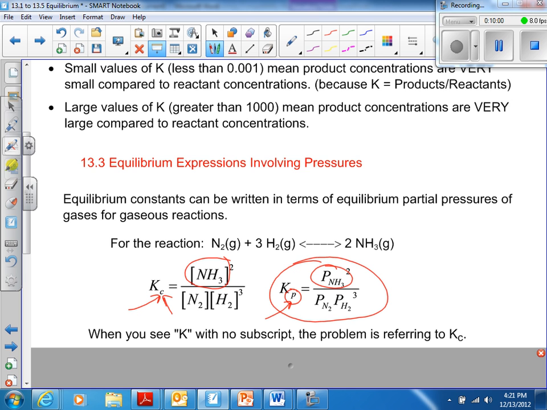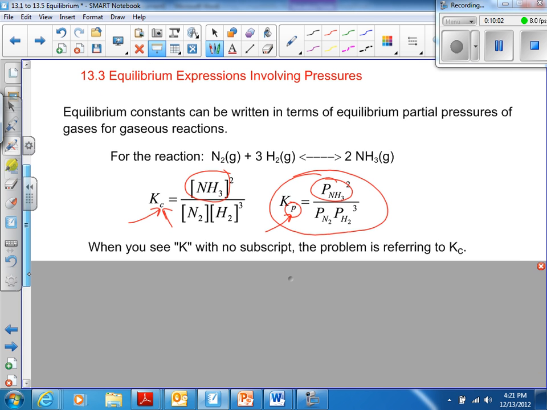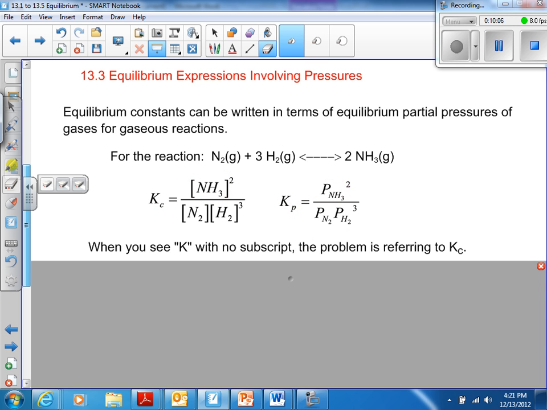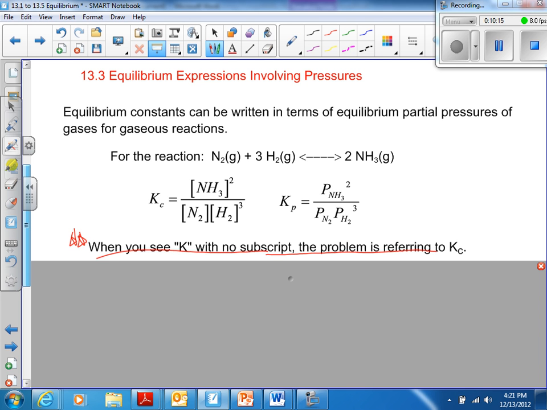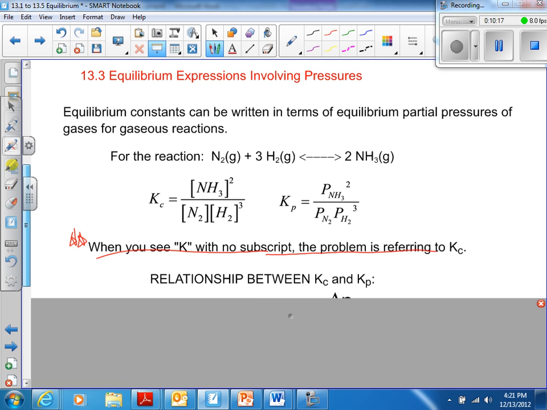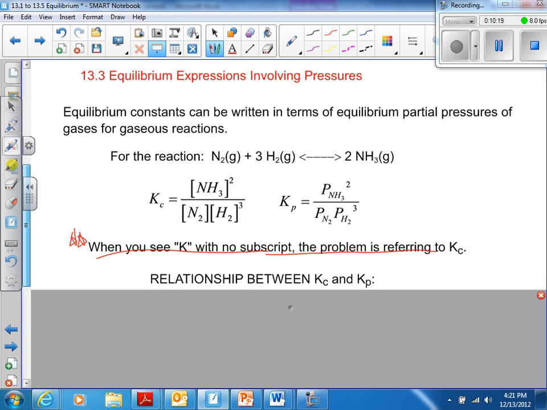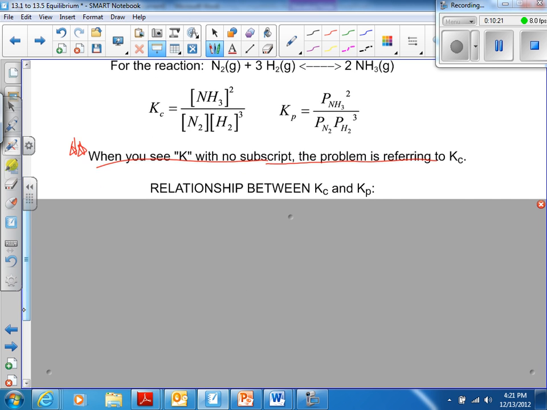I've said that about 3 times now, so it sounds like that's something that's important that you should remember. Yes, you might want to put a little star here. Oh, my stars aren't working. Okay, so very important. I've said that a bunch of times. No subscript, concentrations.